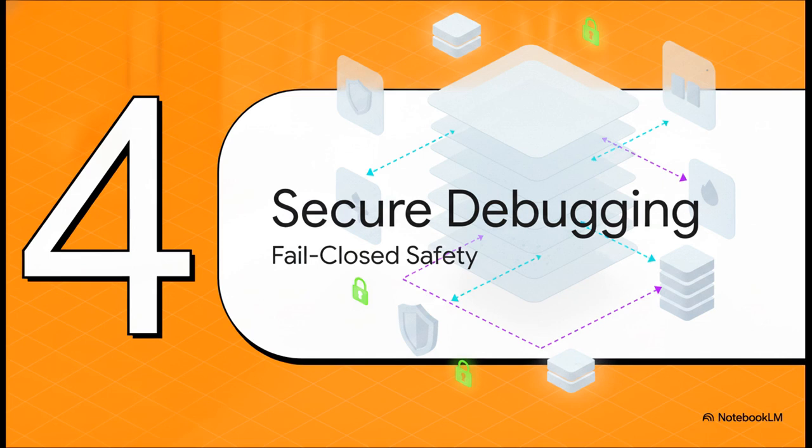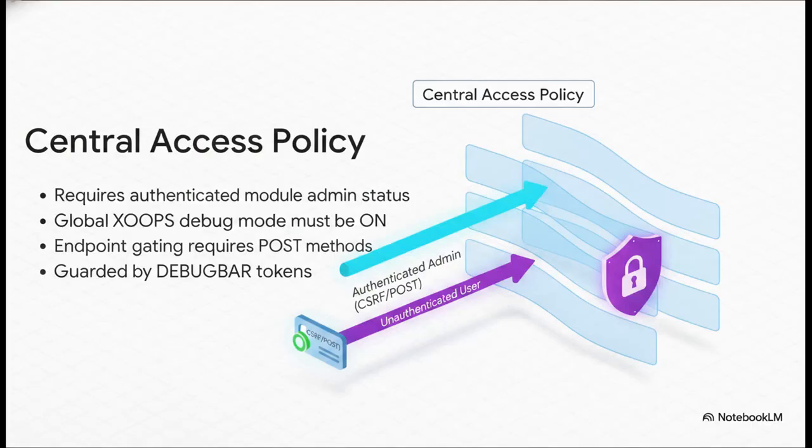Which brings us to Section 5, Secure and Actionable Debugging, Keeping the Fail-Closed Safety. Before we wrap up this explainer, we definitely need to talk about how all this new diagnostic power stays locked down. Because all this data in the wrong hands, total vulnerability. Thankfully, all these tools maintain the strict fail-closed safety that XOOPS is known for. Anonymous visitors are never going to see your diagnostic output or system paths.